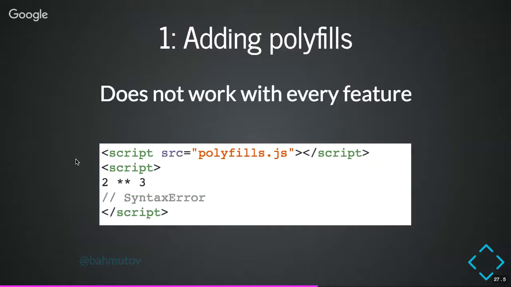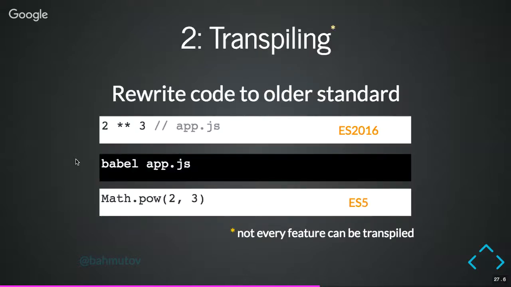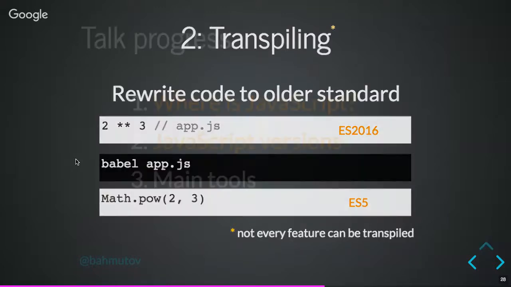But it doesn't work with every feature. For example, if you're just trying to use the exponent operator, it's going to crash because there is no polyfill that will actually update the JavaScript parser in the browser. So in that case, you have to rewrite the code to match the old standard that's more widely available. The most commonly used tool for that is called Babel. So you take your modern JavaScript that's bleeding edge, you run Babel on it, and it changes it to match the old standard. So it becomes longer, more verbose, right? Safer, but it can run everywhere.